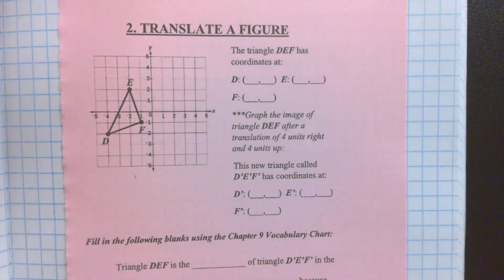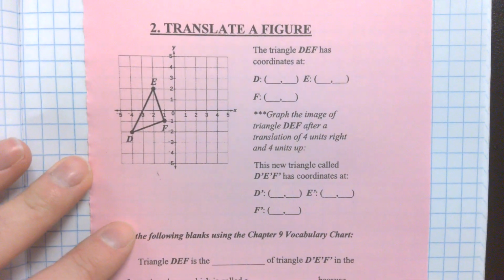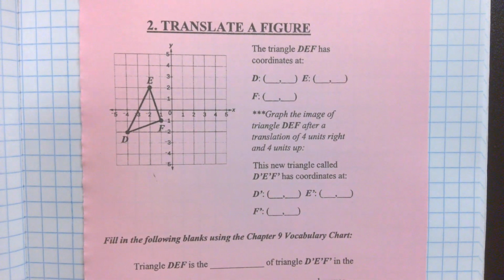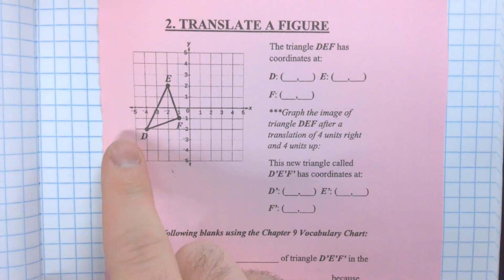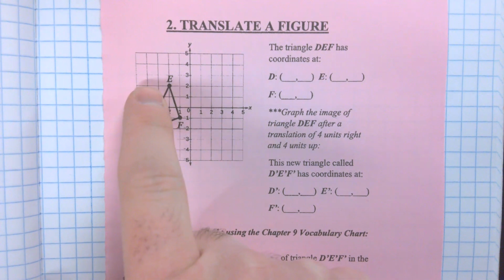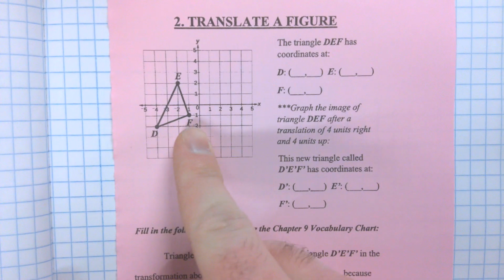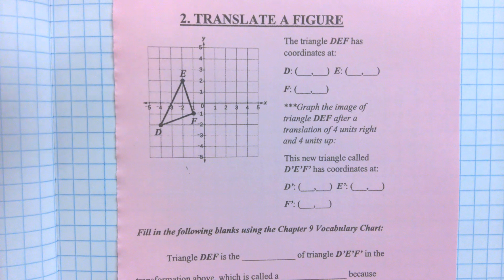Okay. The last step of this, we translated a point, we translated a line. Now let's translate a whole figure or a shape. Okay. We got a triangle here. We call it triangle DEF because the 3 points that make up this triangle are point D, point E, and point F. Who could tell me real quick what are the coordinates for point D?